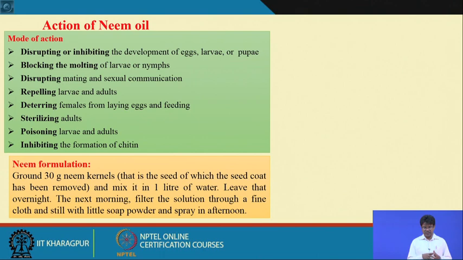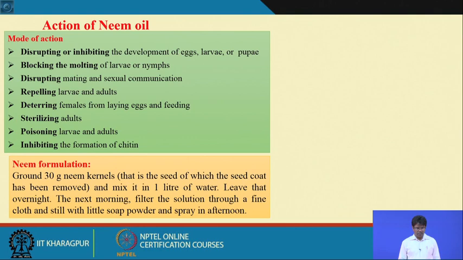Then disrupting mating and sexual communication by using the neem based products. Then repelling the larva and the adults, deterring females from laying eggs and feeding, sterilizing the adults, poisoning larva and the adults. Then inhibiting the formation of chitin, which is a constituent of the outer cell wall. So, that formation is also affected. These are the actions of neem oils on insect pests and diseases by which it can repel or paralyse the insect pest, knock down insect pests and control many insect pests and diseases, and the population can be reduced.